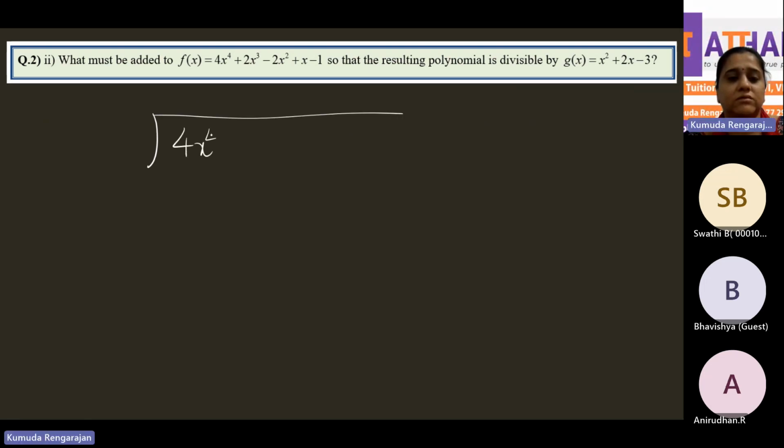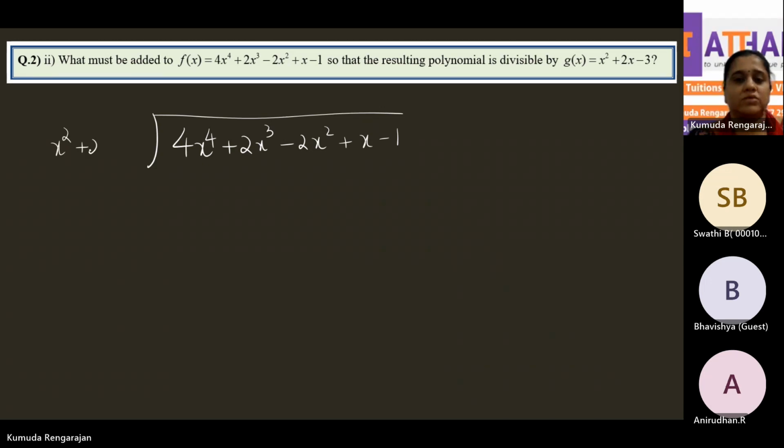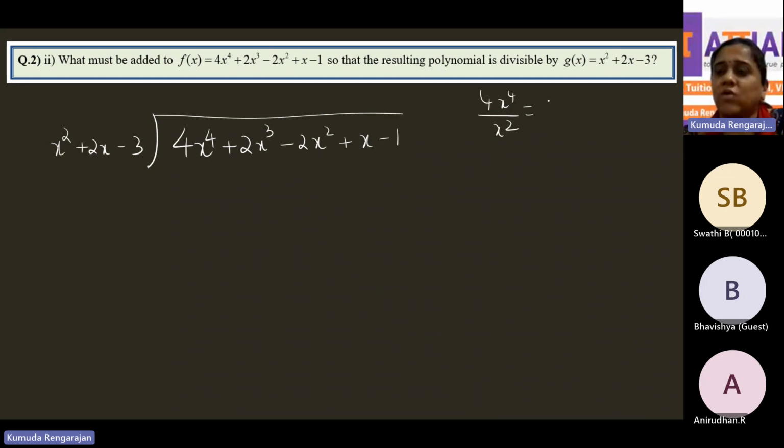Now you know how to divide. You have to do the long division here. To answer this question, you have to perform the long division. So what will be the first term? 4x to the power 4 divided by x squared. I'll send the image, you work it at home. Now we'll just do it together in the class. So what is it? 4x squared, correct? So that will be the first term here, correct?